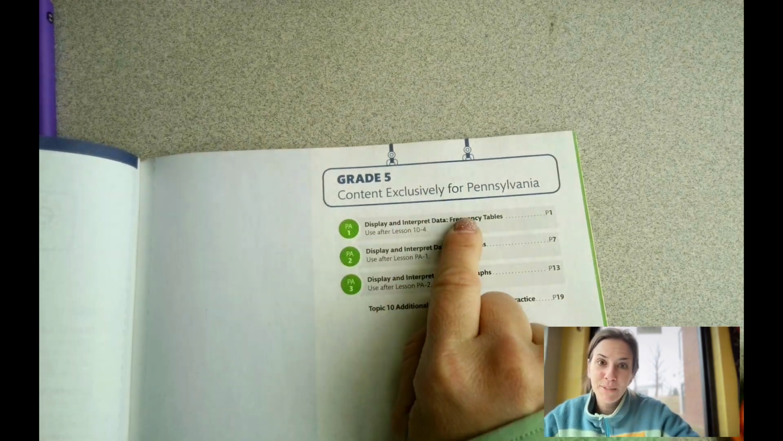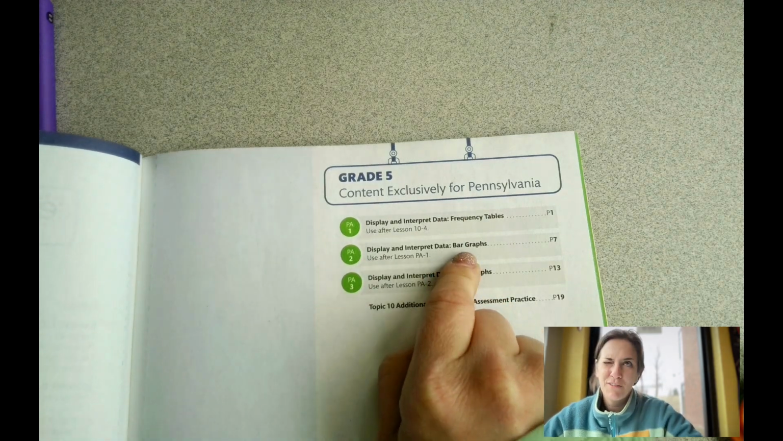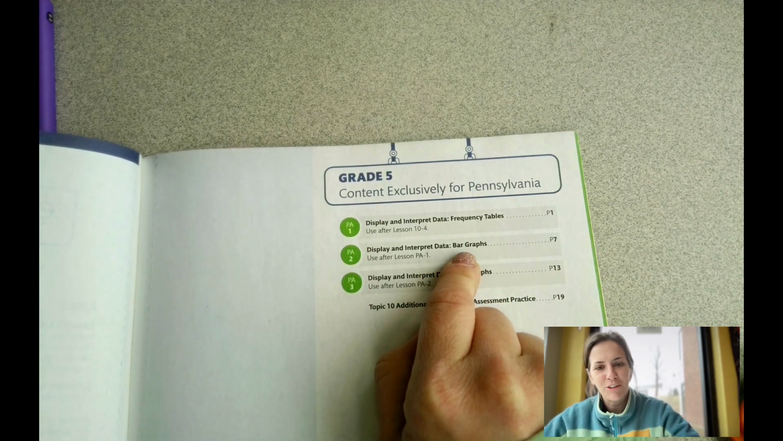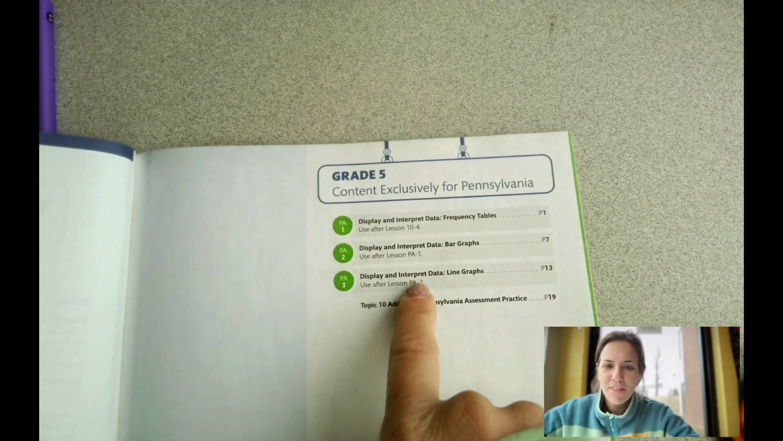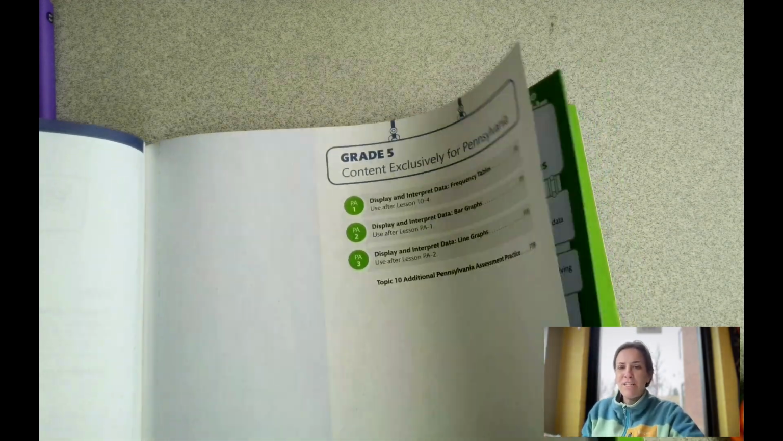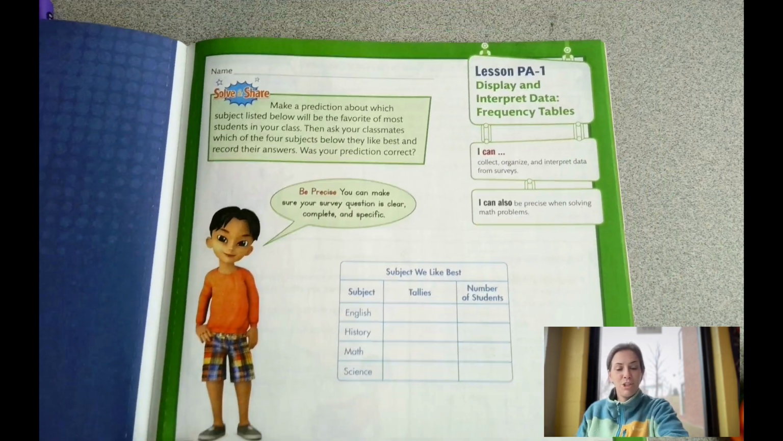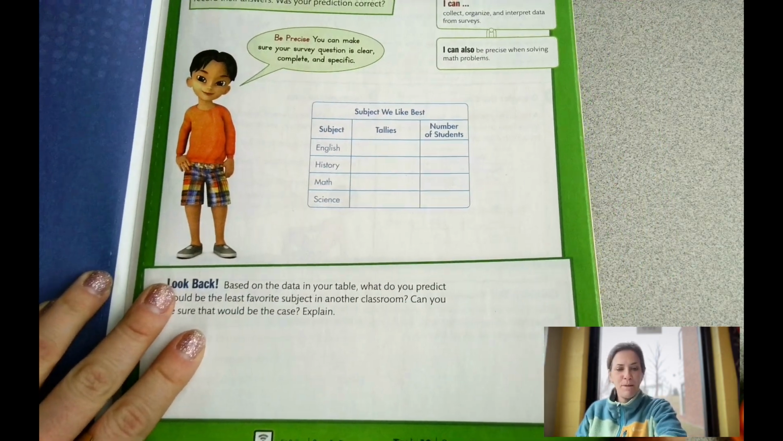We're going to talk about frequency tables. We have to display and interpret data on bar graphs, which shouldn't be new. You should have already learned this before, but it's good to recap and do some work. And then the last one is to display and interpret data in line graphs. So we're going to hit these three topics in this tiny little text. And if you're here, you should have this open and ready to go on page P1.